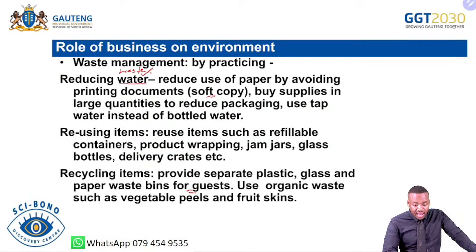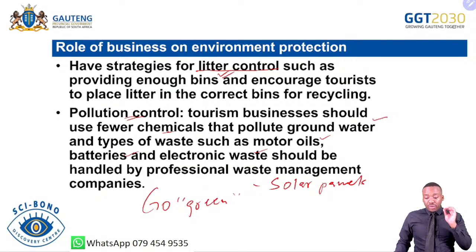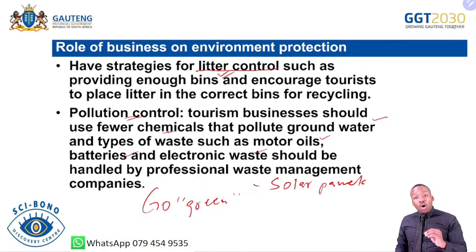Basically, what are we saying there? Have waste management practices in your company. Practice the 3 R's: reduce waste, reuse items, provide recycling stations. Have strategies to do what? To control litter. In what way? Provide enough bins and encourage your tourists to place litter in the correct bins for recycling. In terms of pollution control, make sure that you use fewer chemicals, and all waste such as motor oils, batteries, and electronic waste should be handled by professional waste management companies.